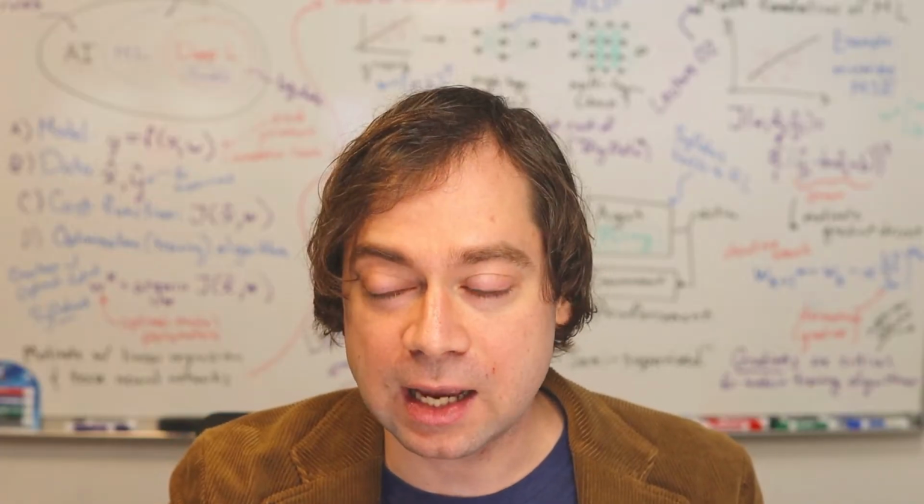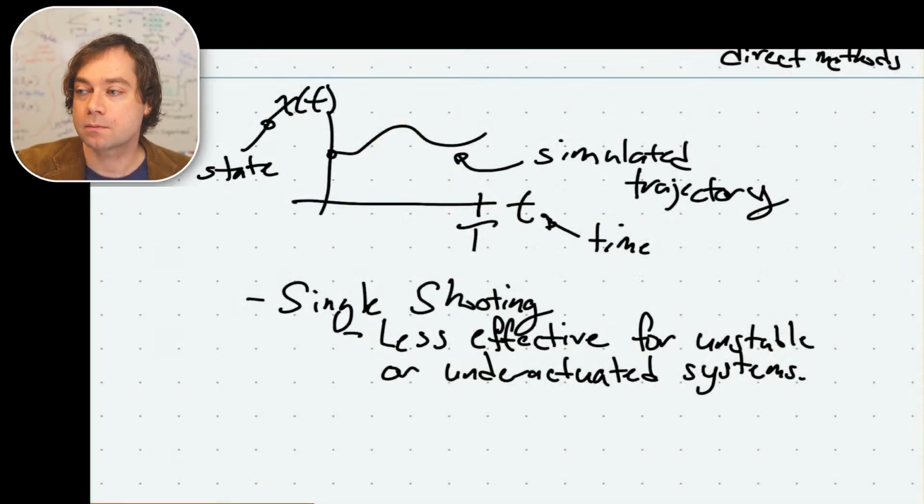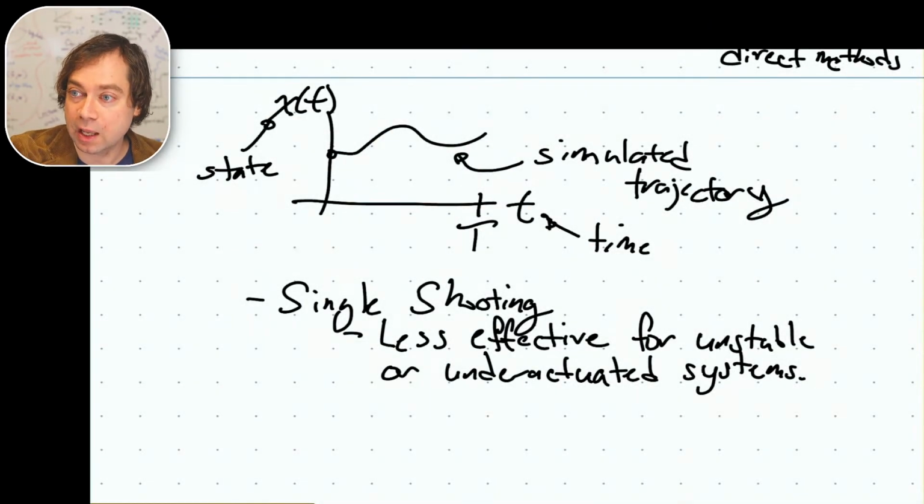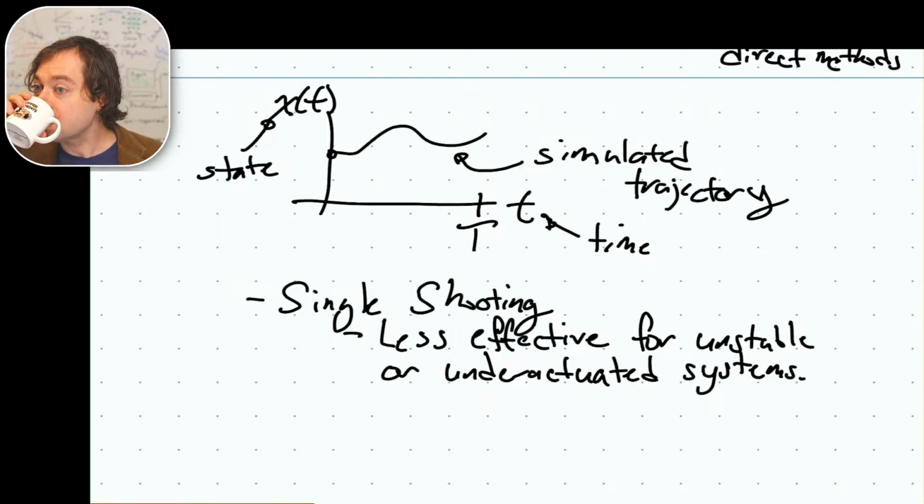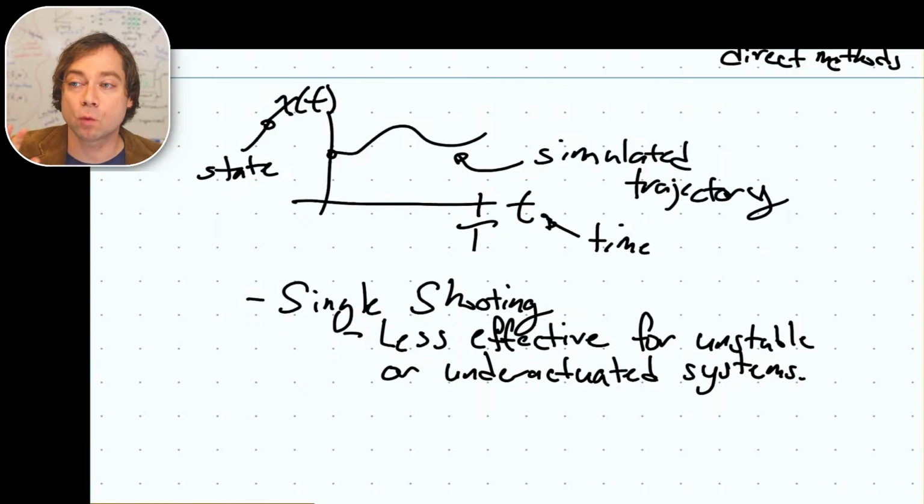So a lot of times single shooting can be worse for those kinds of systems. Why? We'll try to give you an example based upon what we've coded already. Less effective for unstable or underactuated systems.